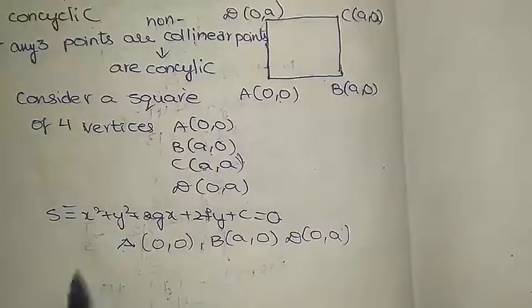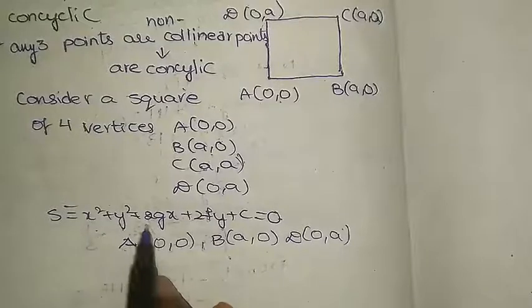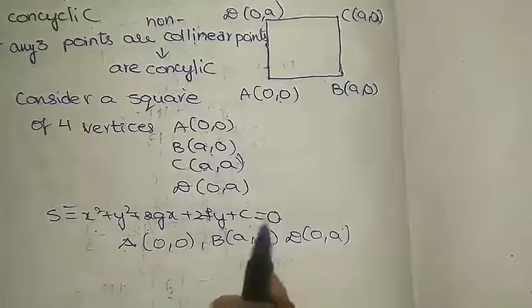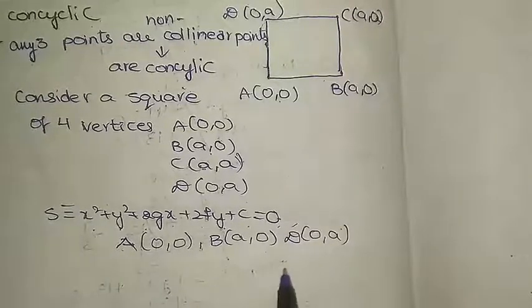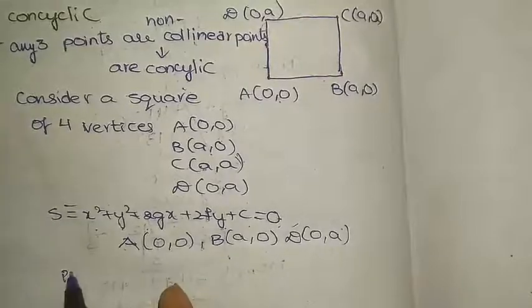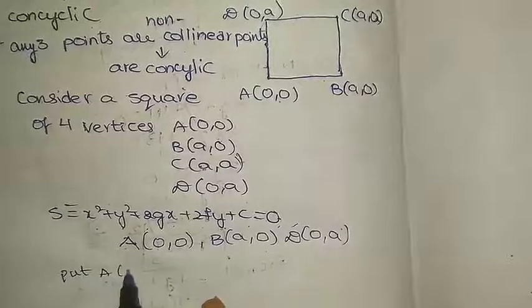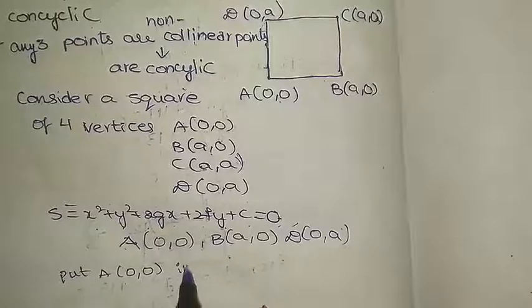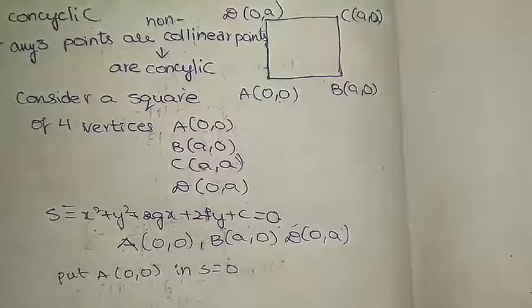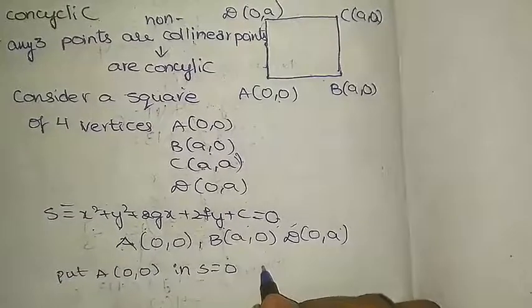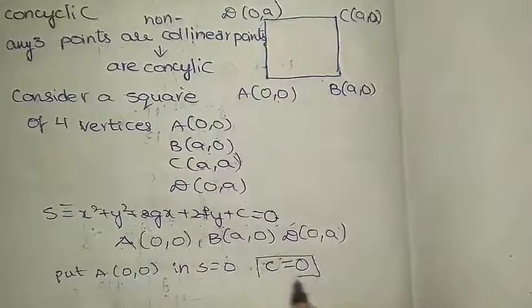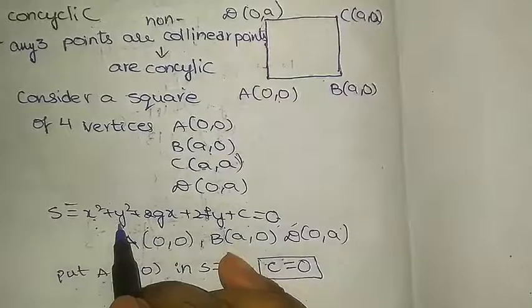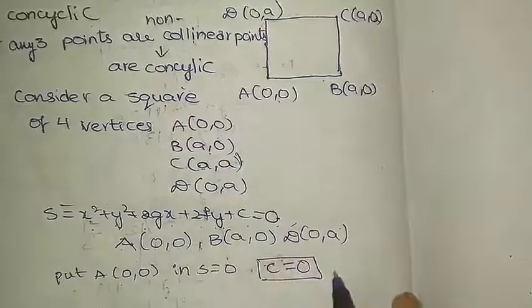The general form of circle is x square plus y square plus 2gx plus 2fy plus c equal to 0. So to prove any 3 points non-collinear, I am taking these 3 points. Now put A (0, 0) in S equal to 0. Then the equation will be c equal to 0, because x is 0, y is 0. So this 4 will disappear. So c equal to 0.